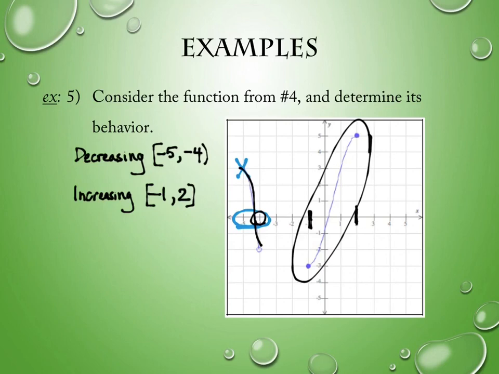Any questions on that one? So you just use the domains? Exactly. You use the values from the domain to make the distinction.